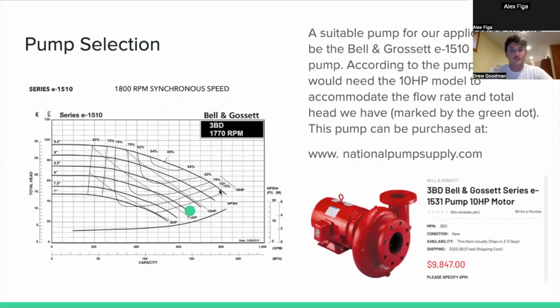So after doing some research, a suitable pump for our application would be the Bell and Gossett e1510 series 3BD pump. According to the pump curve, we would need the 10 horsepower model to accommodate the flow rate and total head we have, which is marked by this green dot right here. And this pump can be purchased at nationalpumpsupply.com for $9,847.